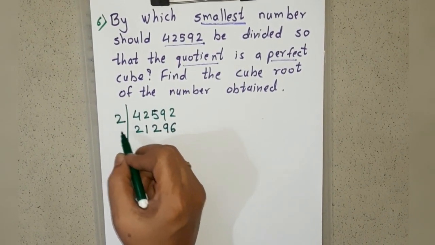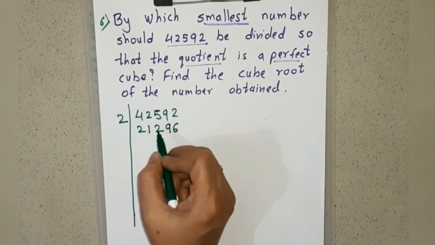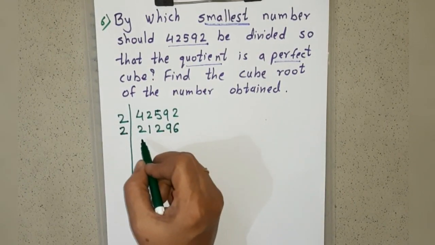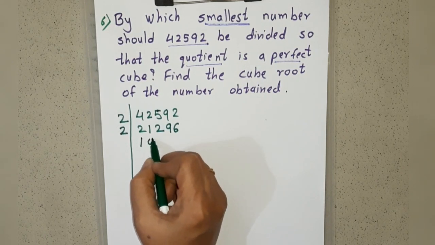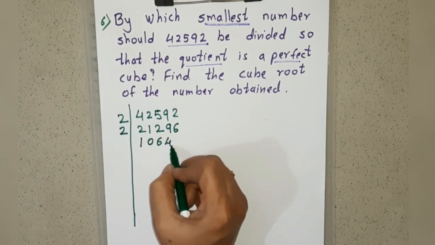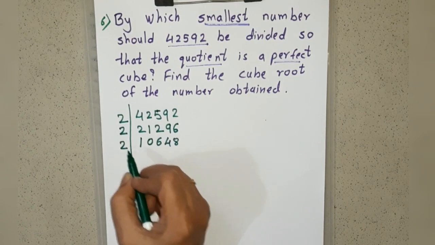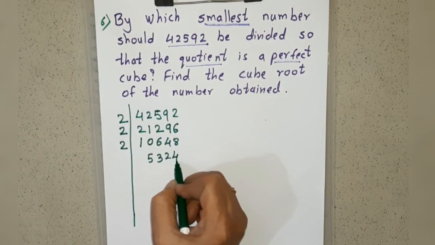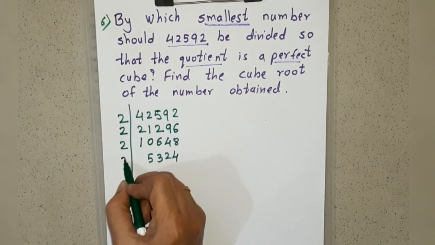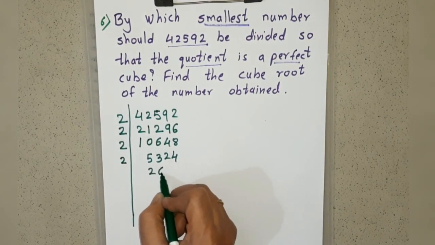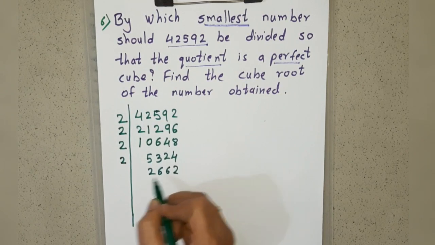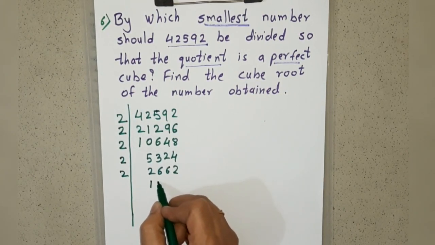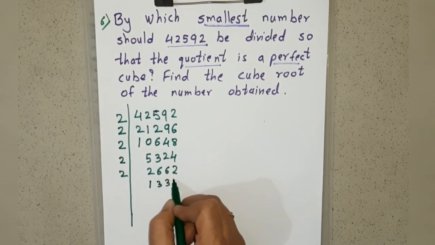Again, I am telling you, if you are not able to do it orally, this will come only after practice. You will have to divide in rough. Dividing by 2, I get 10648. Again, dividing by 2, I get 5324. Dividing by 2, I get 2662. Again, dividing by 2, I get 1331.